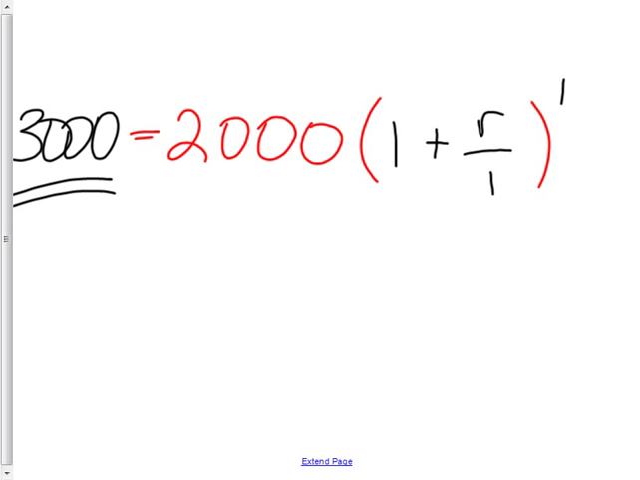Did you get 0.5? I think you're correct. Let's see if other people can verify that. Can anybody verify the 0.5? All right, fair number of people. Good. 50%.